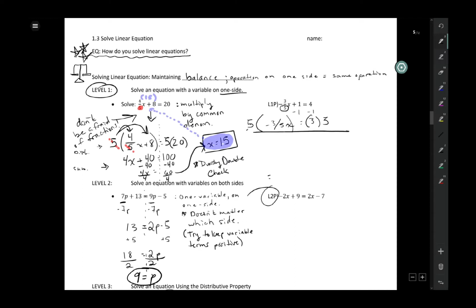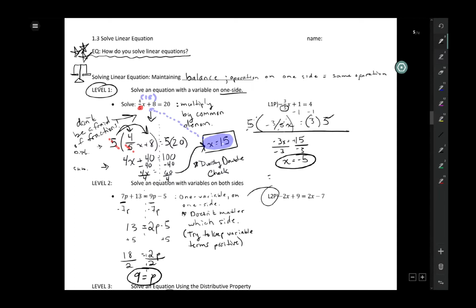Boom, boom, boom. Negative 3 equals 3 times 5 is 15. Divide by negative 3, and x equals negative 5. Okay, be careful. We divide by a negative. This is a positive divided by a negative, so you get a negative.